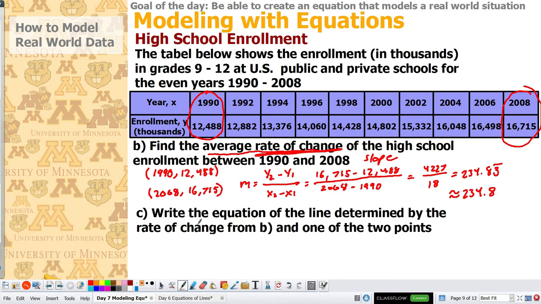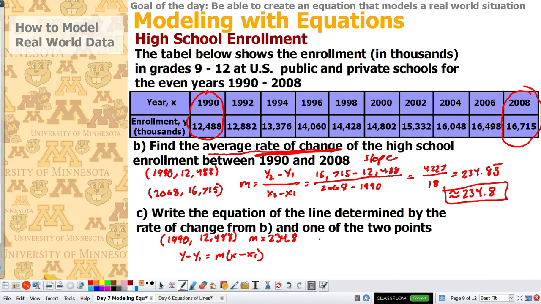All right, now it says write the equation of the line determined by the rate of change from part B, what we just did, and one of the two points. It doesn't matter which one you pick, you're going to get the same answer. So I'll just pick this top one here. My point is going to be 1990, 12,488, and my slope is going to be 234.8, my rate of change. I'm going to use point-slope form, which is y minus y1 equals m times x minus x1. So I plug in my values.